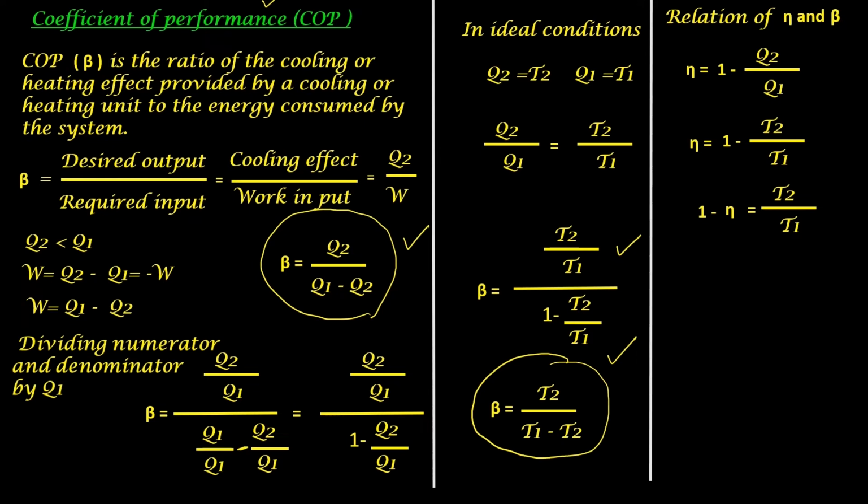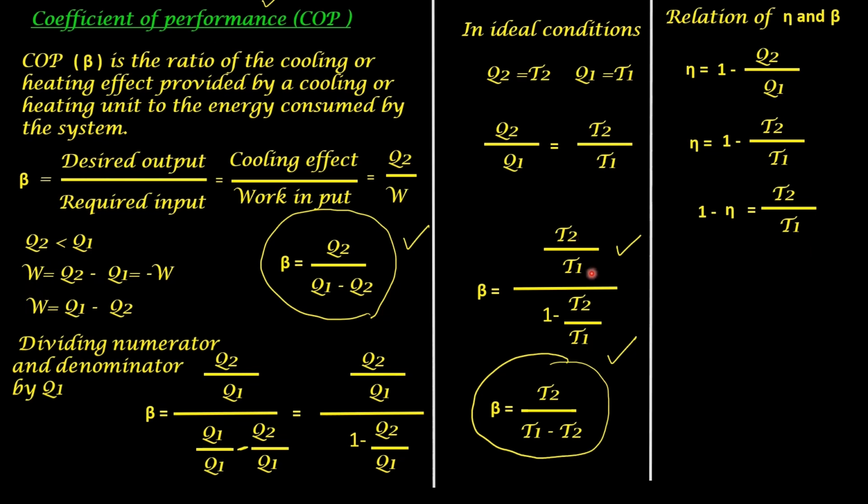We will just shift this 1, which is on the right hand side, to the left hand side. We will get 1 minus eta is equal to T2 upon T1. I hope you understand this. Eta minus 1 is equal to minus T2 by T1. We want to remove this minus, so multiply the whole equation by a negative. Negative eta plus 1 is equal to T2 upon T1. So we write it as 1 minus eta is equal to T2 upon T1.